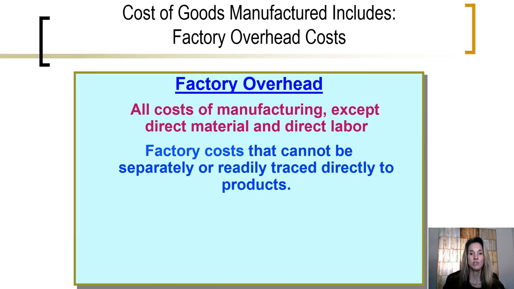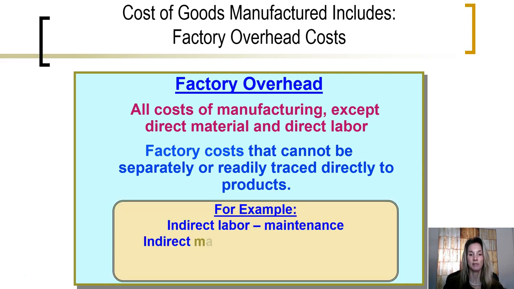Finally, in addition to direct materials and direct labor, the last of the costs incurred to manufacture products are the factory overhead costs. Factory overhead is an all-encompassing title for any cost of producing that is indirect. Essentially, it's all cost of manufacturing except for the direct material and the direct labor cost. These are the factory costs that cannot be separately or readily traced directly to products.